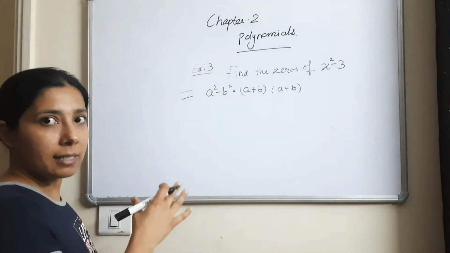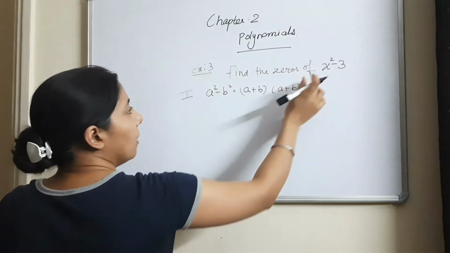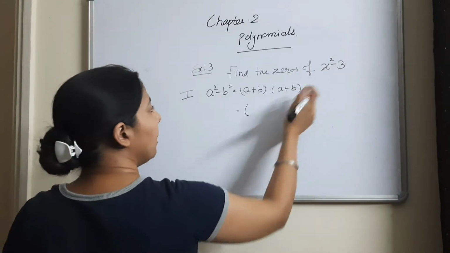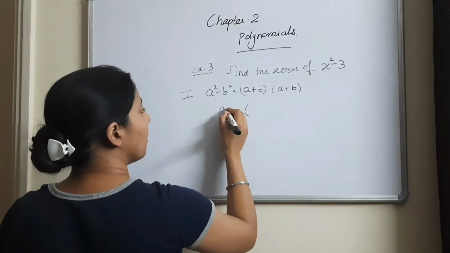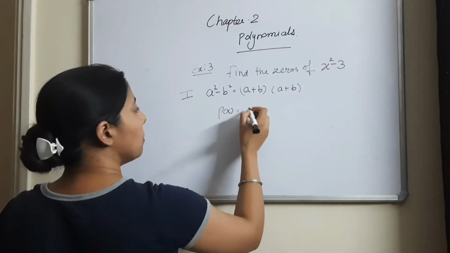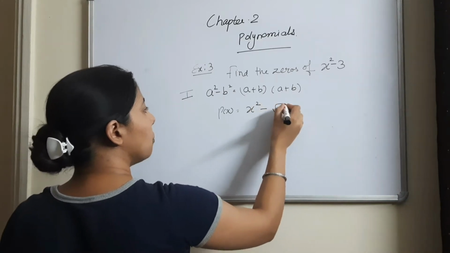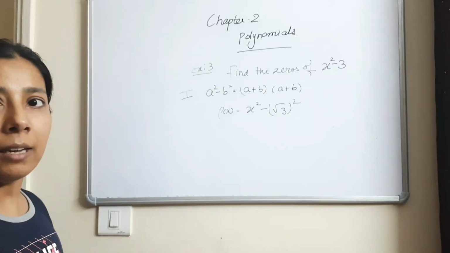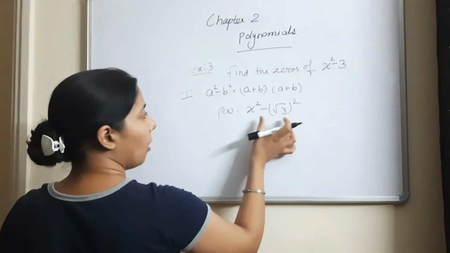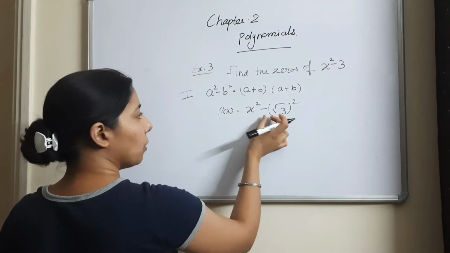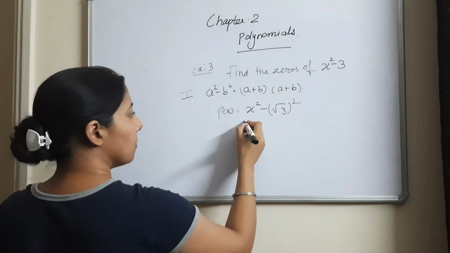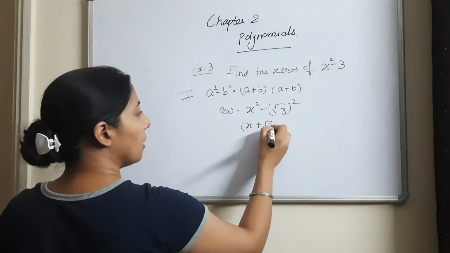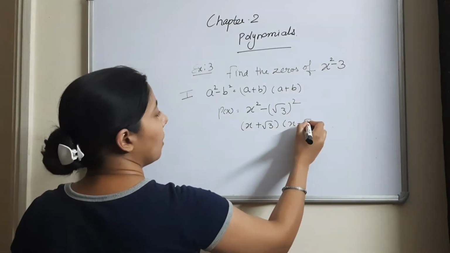The second method I will discuss right now again. Fine. So this can be written as P of x equals x square minus root 3 square. 3 can be written as root 3 square. Agree? Fine. Okay. Now this is reduced to the form a square minus b square. Now put this as a plus b and a minus b.